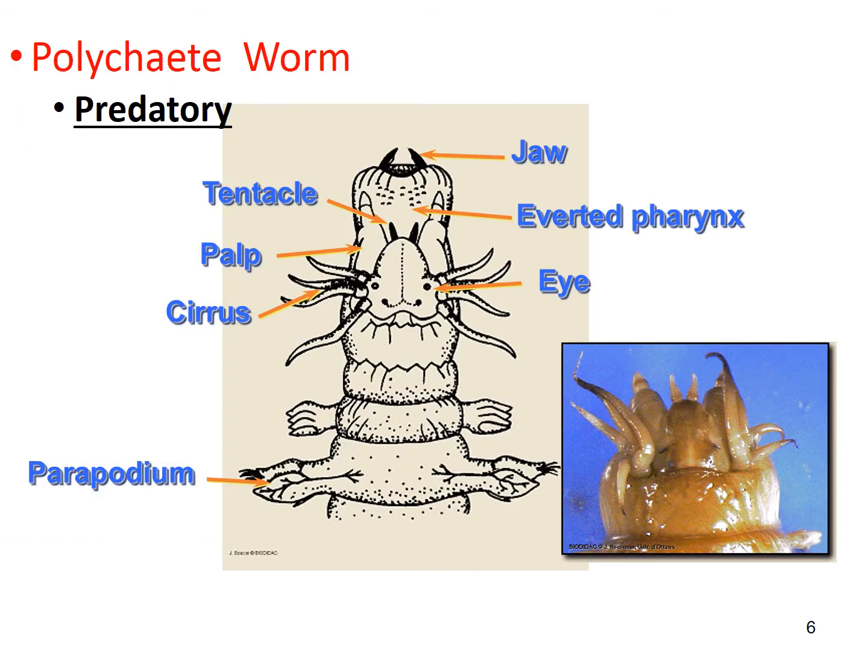Polychaete worms are predators, so they hunt for their food. You can see they have little jaws. They do have eyes on their little heads, and they're pretty good at getting their prey.